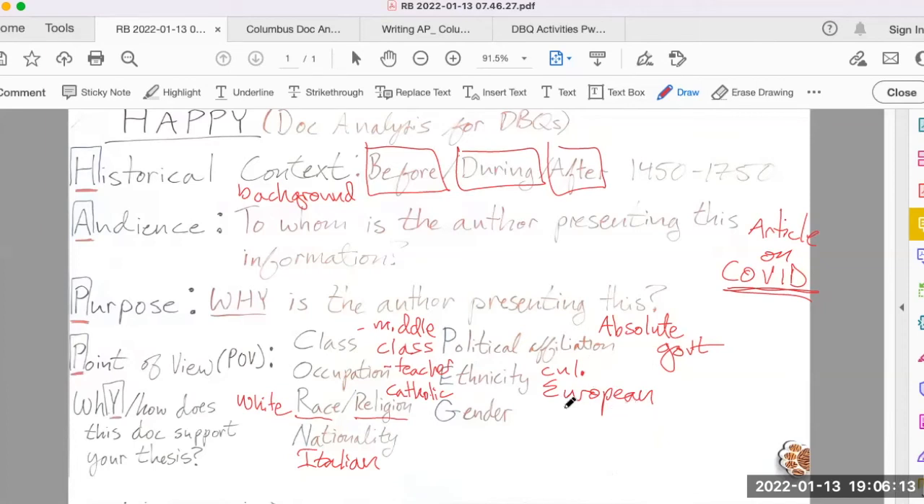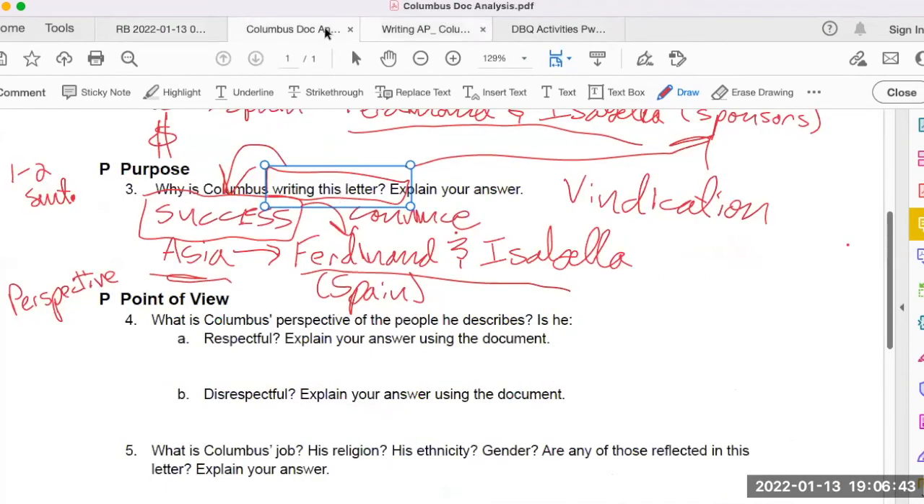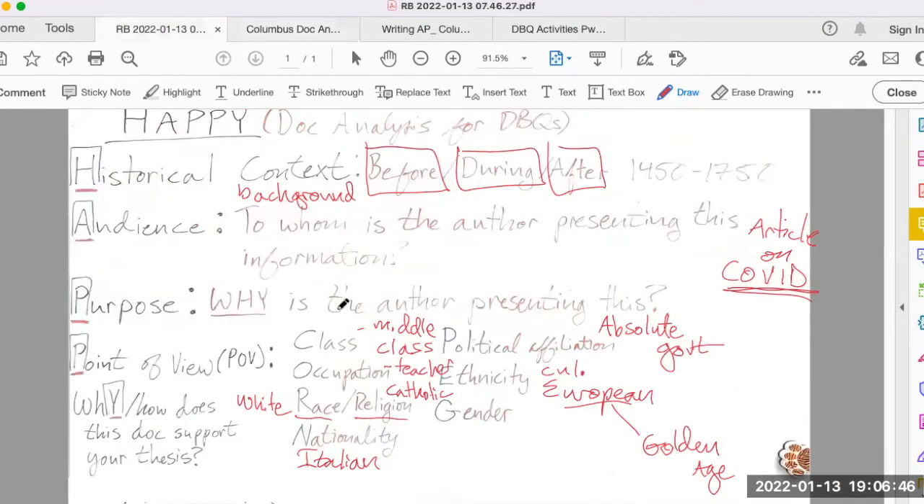Remember that Europe in period 2 was going through a golden age, or rather, they were trying to get their own glory that Africa and Asia had already experienced while Europe was going through the Dark Ages. So they may see this as an opportunity to, hey, compete with Asia, right? Because he believes he has landed in Asia, and he sees an opportunity to subjugate the people of the Indies as he believes they are.